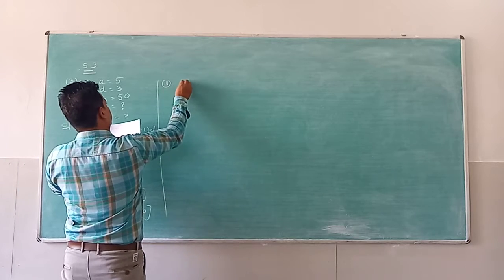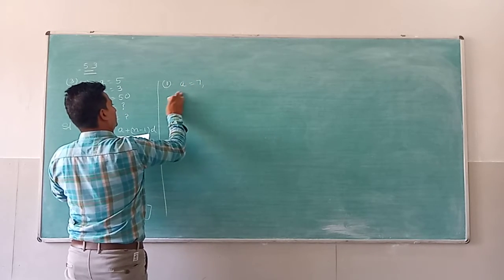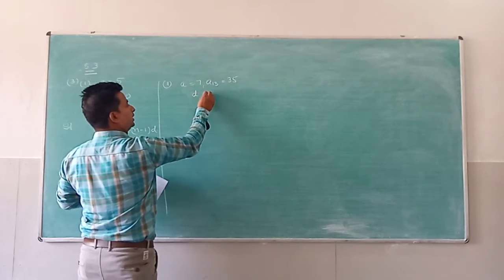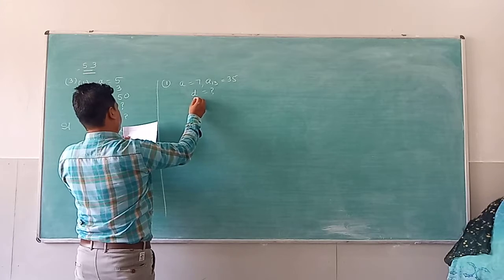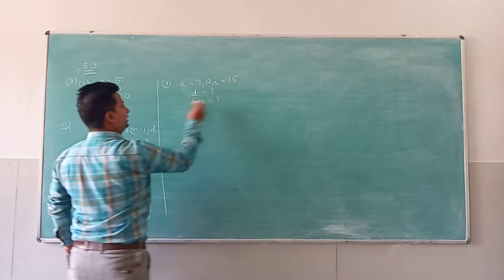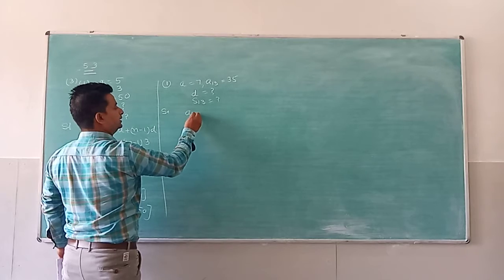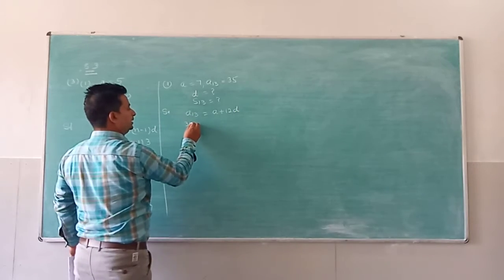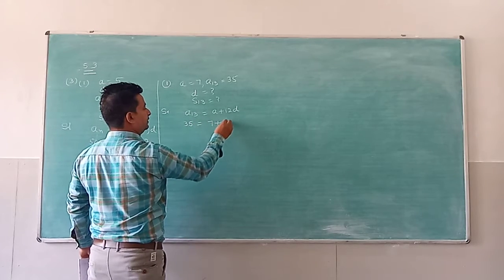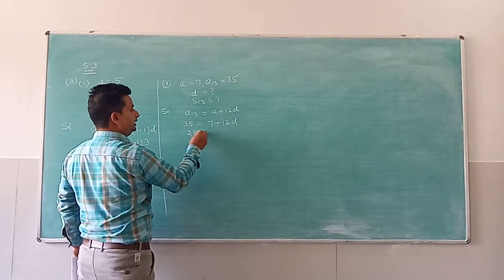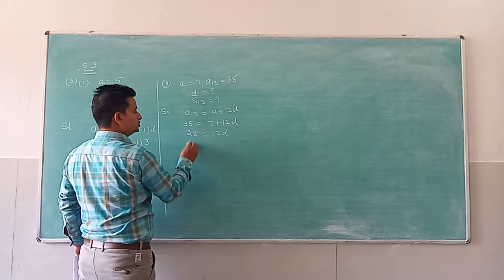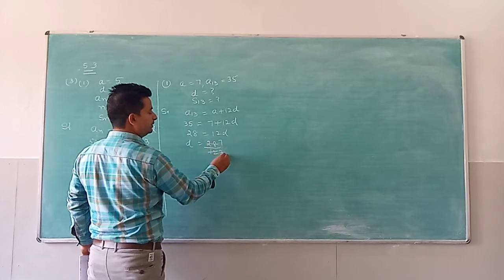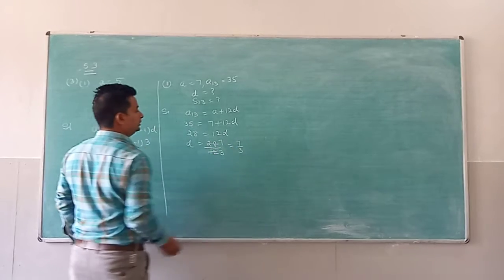In the second part, a is equal to 7, a13 equals 35. In this we are required to find d and S13. So a13 is a plus 12d. A13 is 35, a is 7. This is 28 equals 12d. So d is 28 by 12, 7 by 3. So d is 7 upon 3.